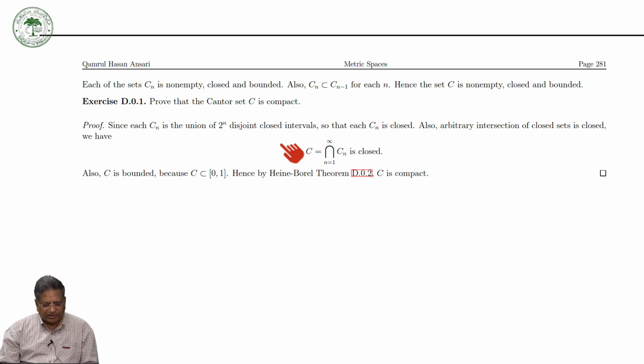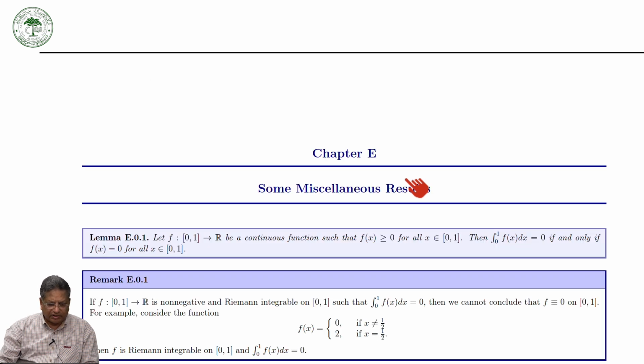Now we have also been given here: prove that the Cantor set is compact. Basically you will have to prove it by using the Heine-Borel theorem. Since each Cn is the union of 2 raised to the power n disjoint closed intervals, each Cn is closed. Also, an arbitrary intersection of closed sets is closed, and so this set is closed, and it is also bounded, a closed and bounded subset of the closed interval [a, b]. So by the Heine-Borel theorem, C is compact. This way you can prove the compactness of this set.